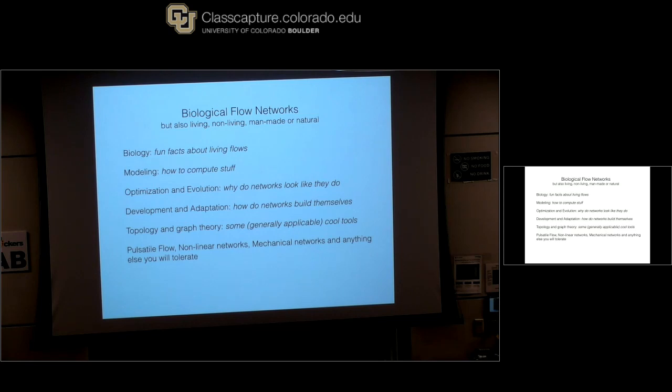So in the beginning, mostly in this lecture, we will be discussing the biology, right? What is a flow network in a living organism, or as I call it, fun facts about living flows. Then we'll move on to modeling, actually how we can make all of these very complex things abstract and build the simplest possible model you can without any bells and whistles. Then we'll be talking about why networks in nature look like they do, principles of optimization and evolution, and then we're going to ask how do networks actually build themselves, right?